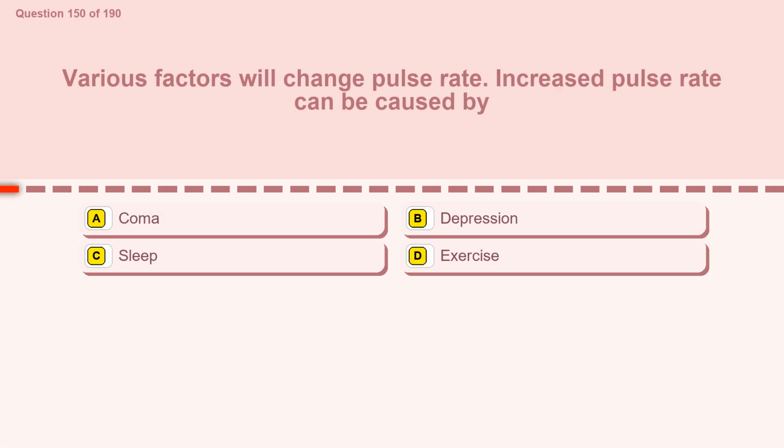Question 150. Various factors will change pulse rate. Increased pulse rate can be caused by: Option A. Coma. Option B. Depression. Option C. Sleep. Option D. Exercise.